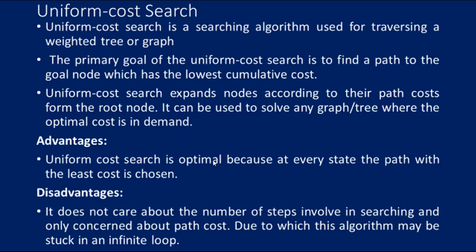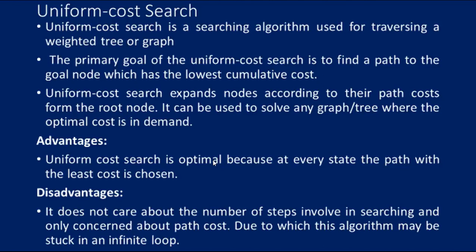Uniform cost search is a searching algorithm used for traversing a weighted tree or graph. This algorithm comes into play when a different cost is available for each edge. The primary goal of uniform cost search is to find a path to the goal node which has the lowest cumulative cost. Uniform cost search expands nodes according to their path cost from the root node. It can be used to solve any graph or tree where the optimal cost is in demand.